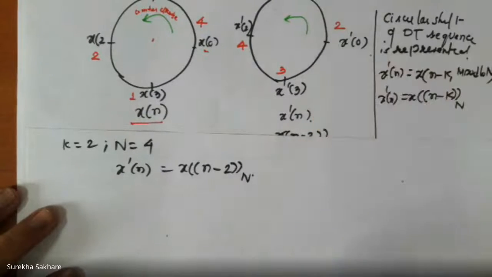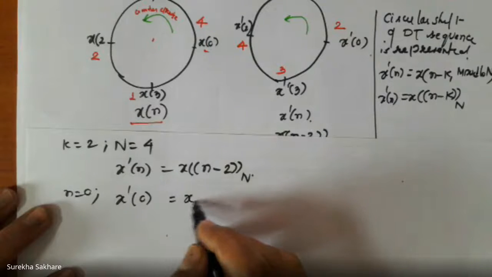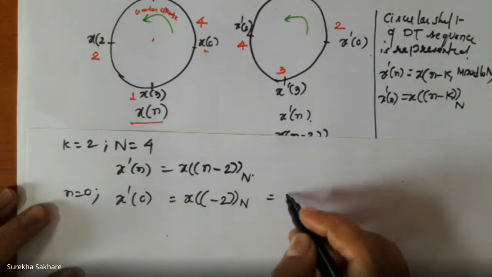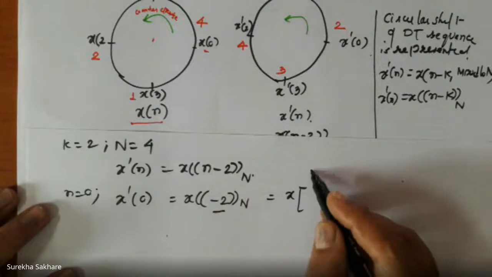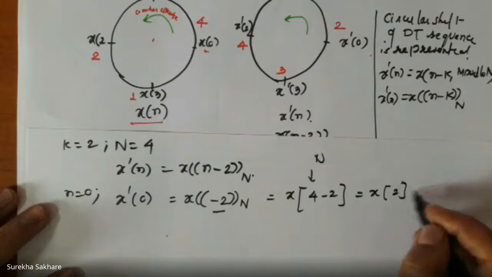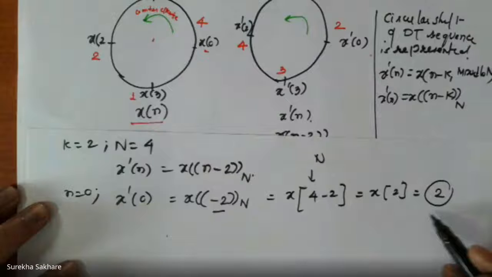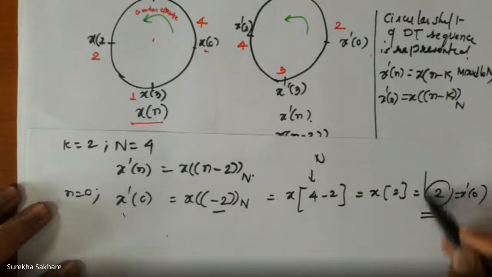n equal to 0. So x dash of 0 is equal to x of 0 minus 2 modulo 4. Now when I go for these minus values, I should insert an n here. So n is 4, 4 minus 2 is equal to x of 2, that is equal to 2. Is x of 2 equal to 2? x of 0, x of 1, x of 2? Yes, it is equal to 2. Okay, so this is my x of 0, this has become x dash of 0, right? That I have seen here.